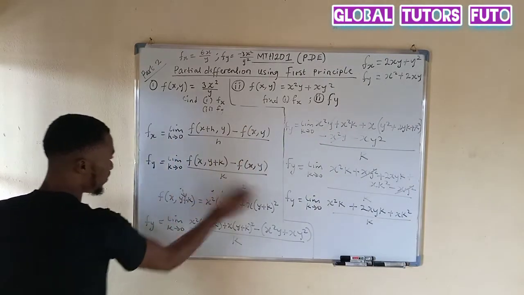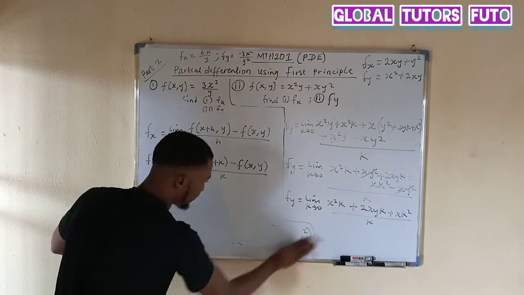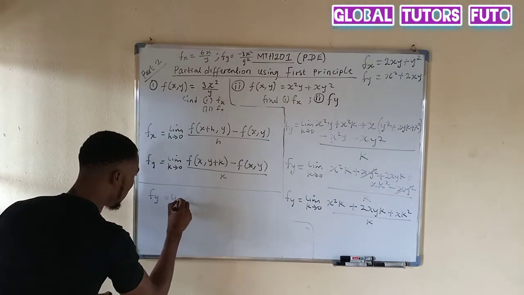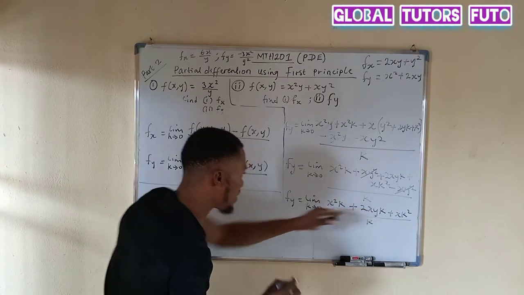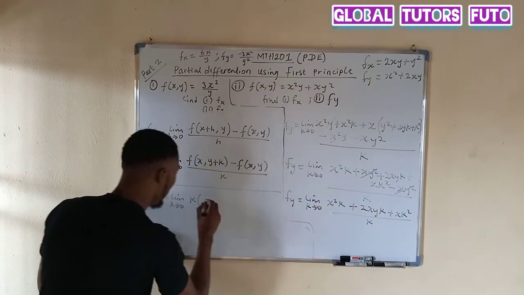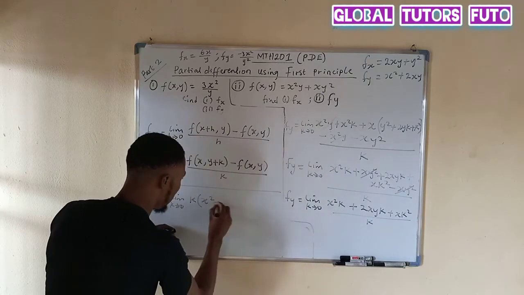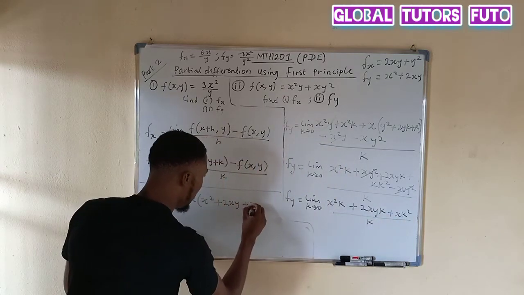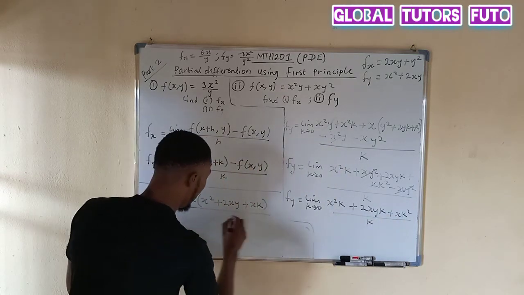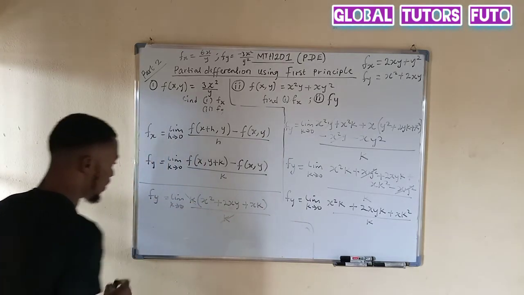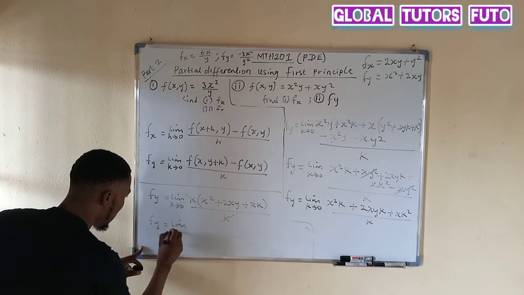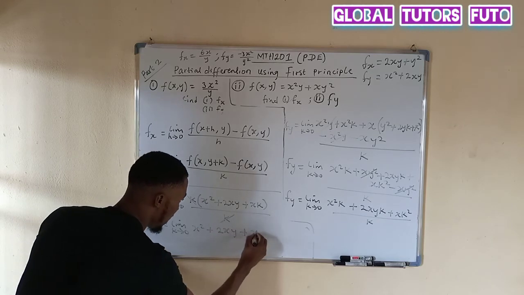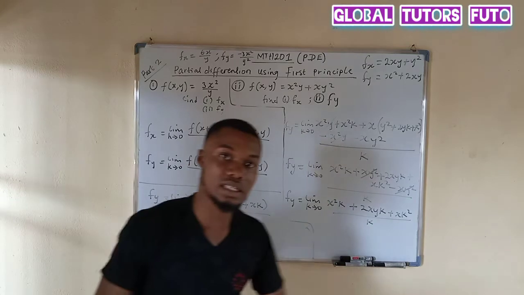So now let me make some space here. So our f of y will be equal to limit as k goes to 0. So we can factor out k from the above. So it will now be k into x squared is here plus 2xy plus xk over k. So this k takes care of this k. So f of y will be equal to limit as k goes to 0 of x squared plus 2xy plus xk.